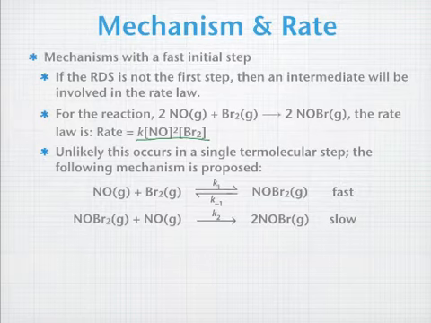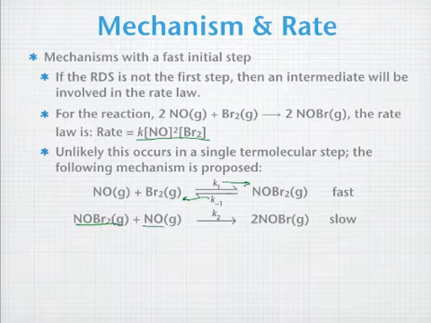The intermediates are not able to be collected, but they can be observed spectroscopically. So in this step, we first have a fast equilibrium in which this reaction in the forward direction and the reverse direction happens quickly, and that reaction is continuing, and every once in a while one of those intermediate NOBr2s will react with the NO in the slow rate determining step to form the two NOBr products.